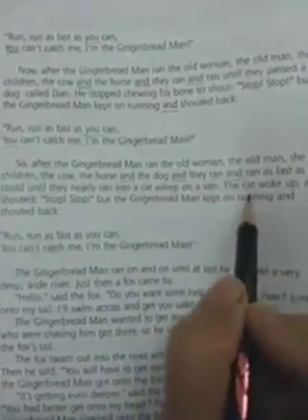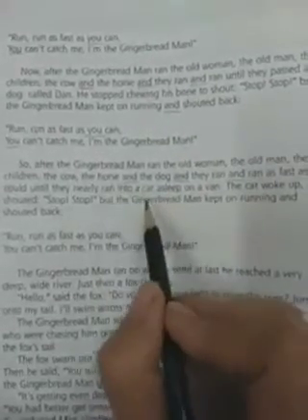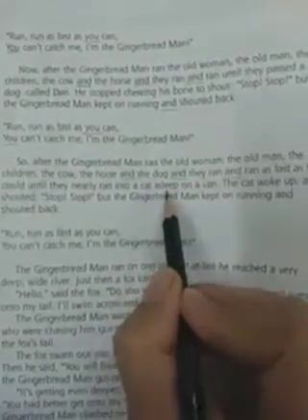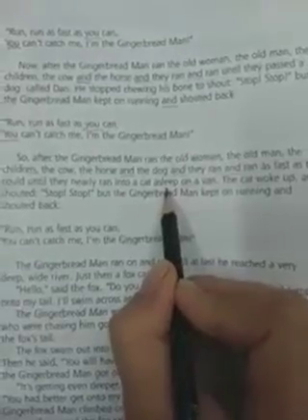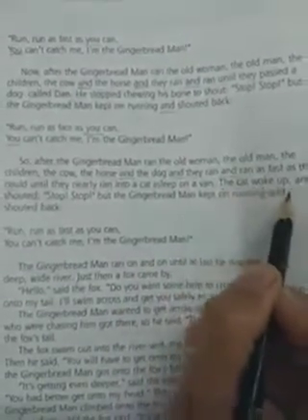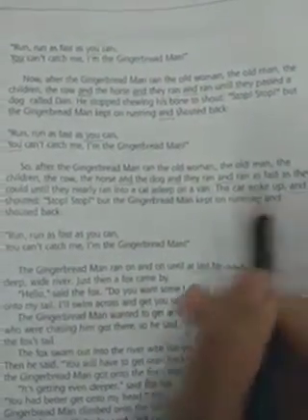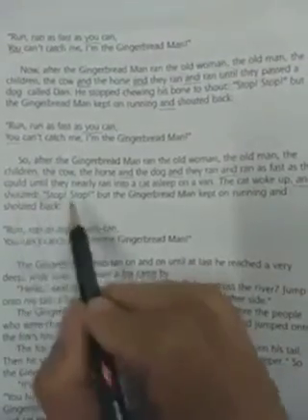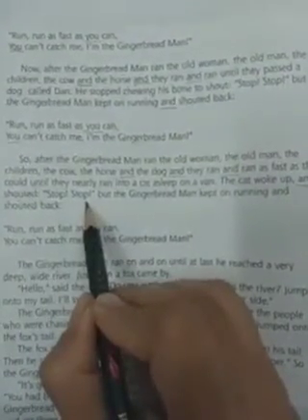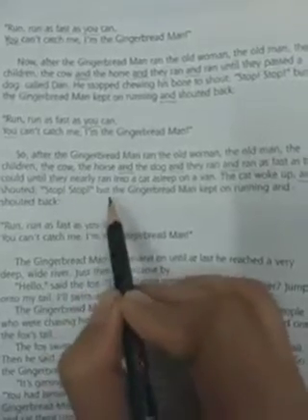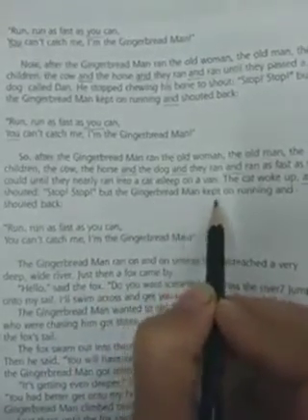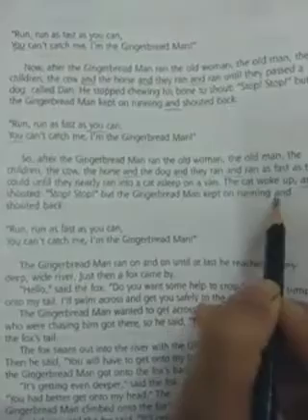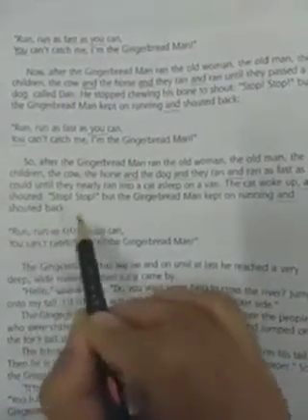So here we have two more characters. Dog, and they again met a cat. The cat was asleep. Yeah, he was sleeping. The cat woke up and shouted, "Stop, stop!" Even he's trying to stop the gingerbread man. But the gingerbread man kept on running and shouted back.